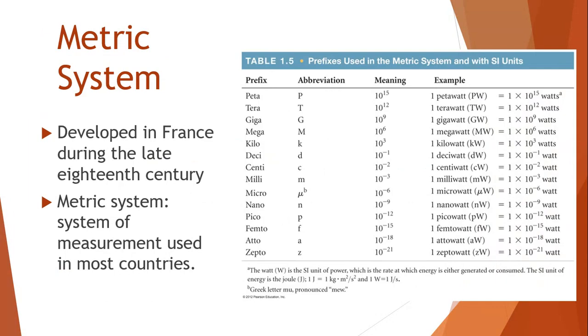So instead, we have the metric system that gives units. The metric system is also known as the SI system. This was developed in France during the late 18th century. And this is what most countries are going to use as their form of measurement, so there's no confusion when we're going from one country to another.